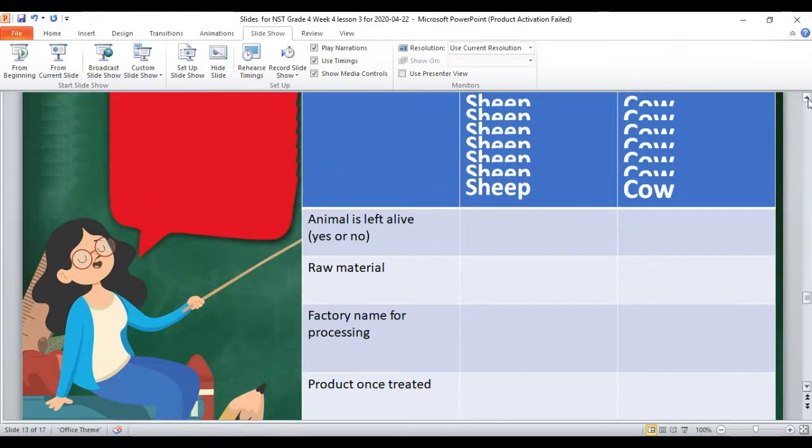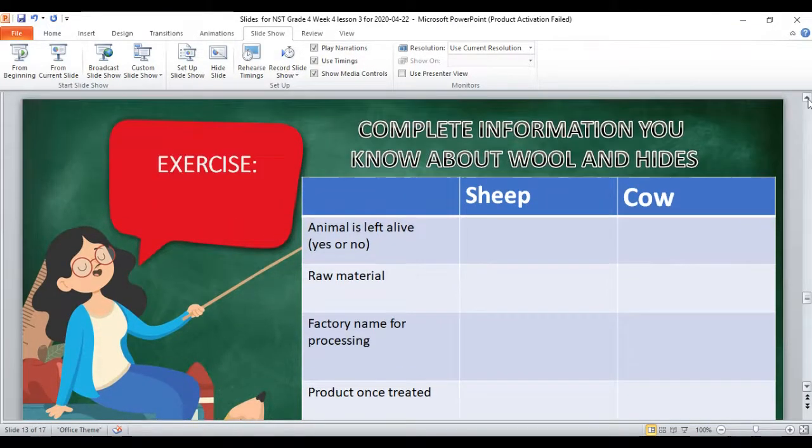And this is an activity. In this activity, you have to complete the information you know about wool and hides. On the first column, those are the statements you must answer on the column for the sheep and the column for the cow. So complete the information you know about wool and hides.